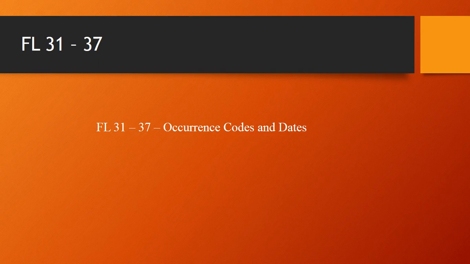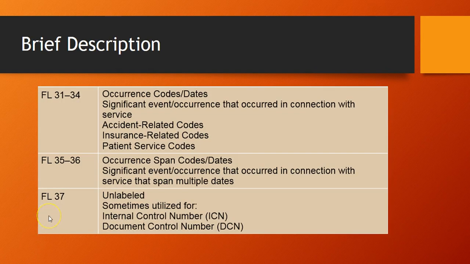And here we are with FL31 through 37, occurrence codes and dates. When you first look at this, it looks really overwhelming. Hopefully with every case study that we do, it'll be a little bit more simplified. Again, there's a table to refer to. All we need to do is pull those dates from the case studies that we are referencing.